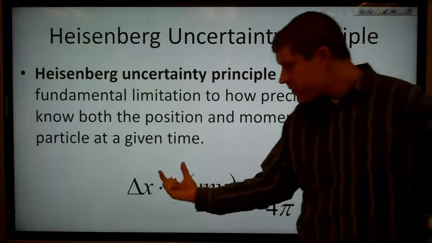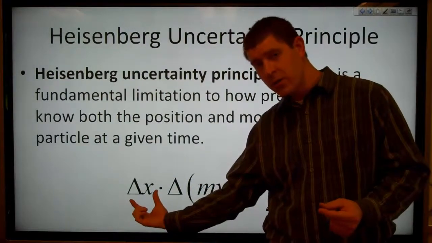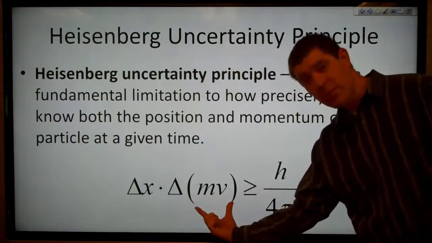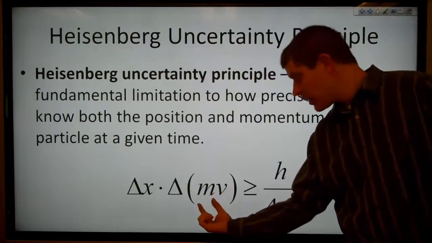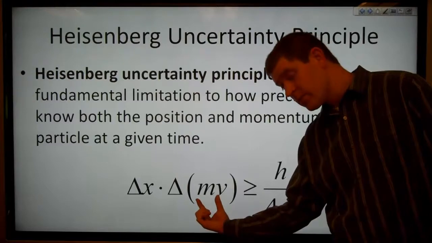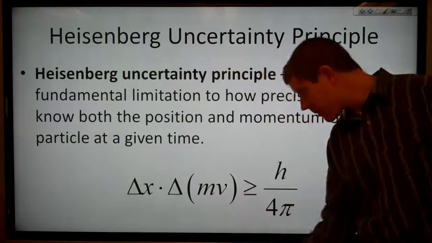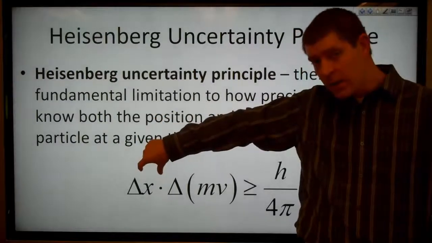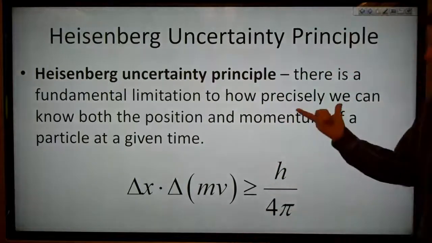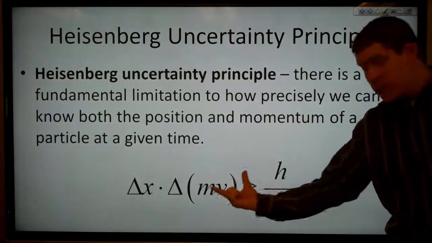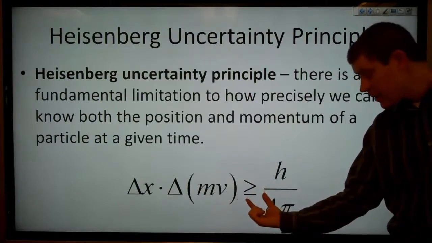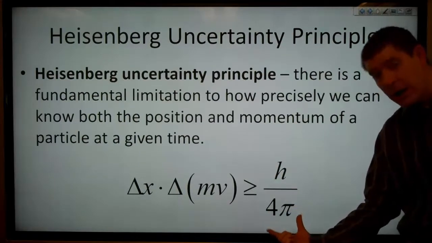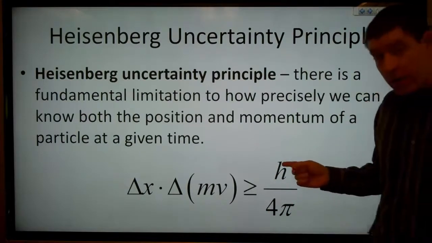So if we have some uncertainty in our position, our x value, where our particle is, and some uncertainty in our momentum. Momentum, remember, is symbolized p, but that's calculated using the mass and velocity, so here I've split that up. So we have some uncertainty in the mass and velocity of our particle, and we have some uncertainty in the position of our particle. Well, what Heisenberg is saying is that the product of these two uncertainties has to be greater than or equal to some constant, h over 4 pi. And h there again is Planck's constant.